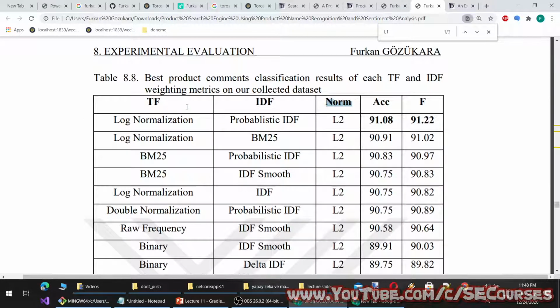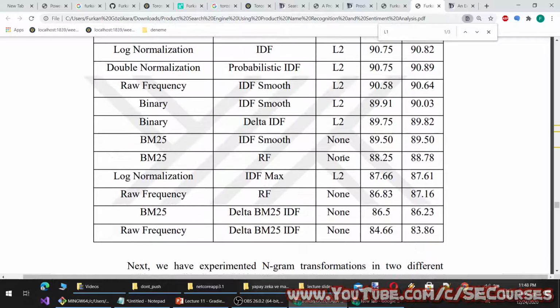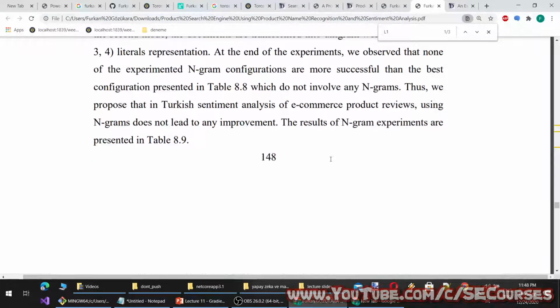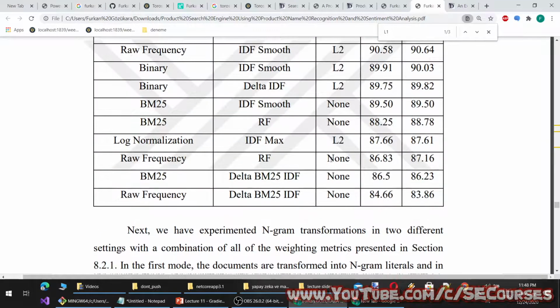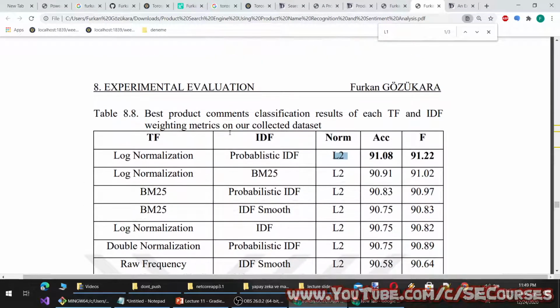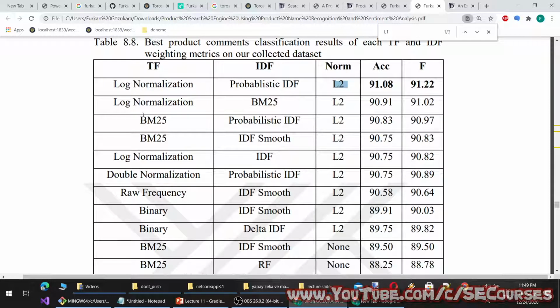You see they are presented under normalization, and we have found that the best results are obtained by L2. Okay, so it makes a difference. However, based on the distance or similarity metrics you are using, it may change.